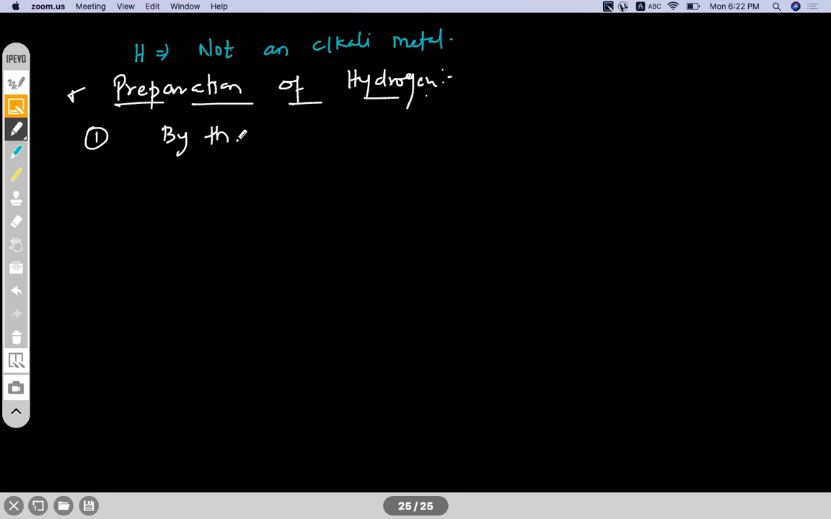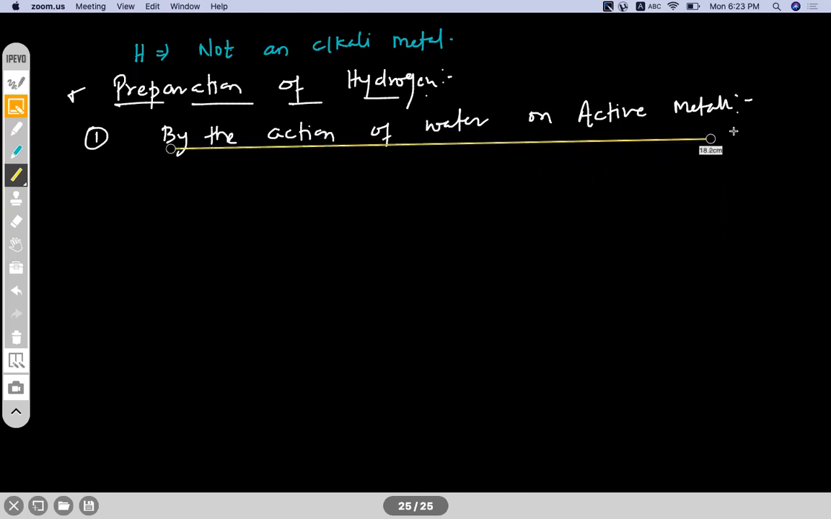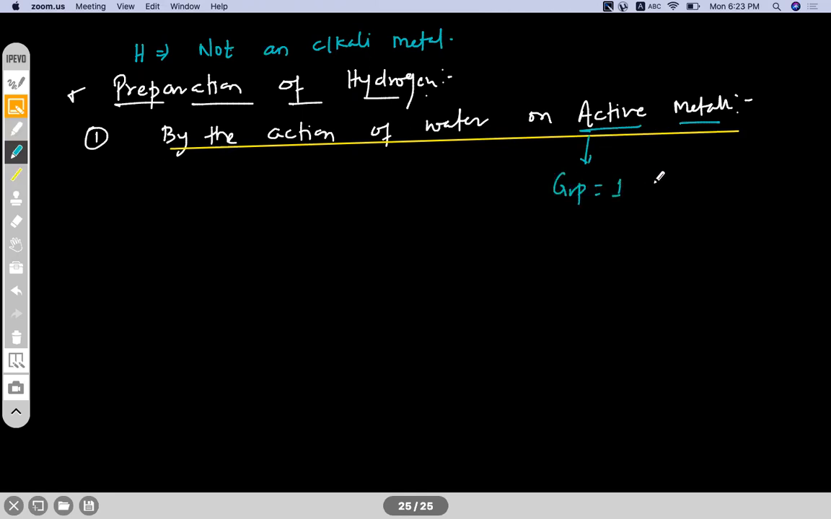By the action of water on active metals. Active metals are generally metals of group 1 and group 2. You have to keep this in mind. Active metals are generally metals of group 1, that is alkali metals, and group 2, alkaline earth metals.